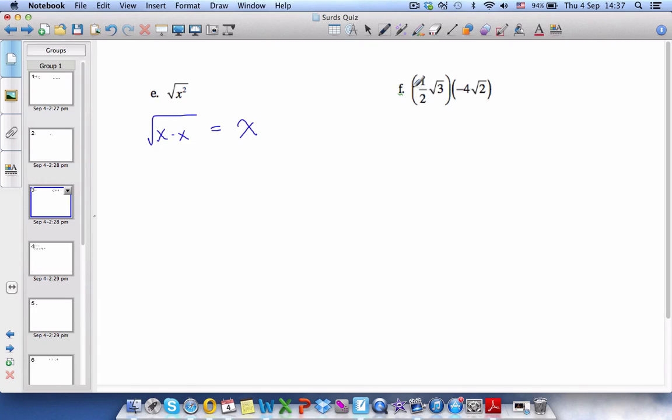Okay, F, 1F by far was the hardest question on the level 1-2, I think. So let's look at this. You're multiplying these together, and you are going to multiply the radicals together and multiply the constants together. So let's say this question, I'm going to rewrite it as 1/2 times -4 times square root of 3 times square root of 2. Okay, then 1/2 times -4 is going to be -2, and then square root of 3 times square root of 2 would be square root of 6, and there's your answer.